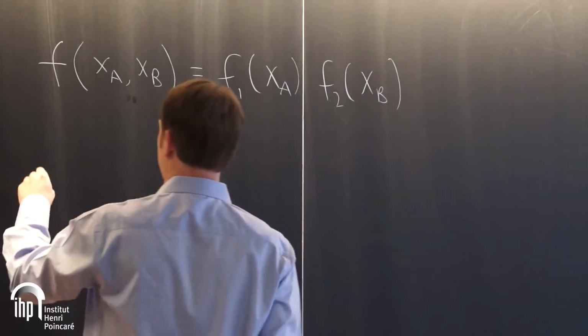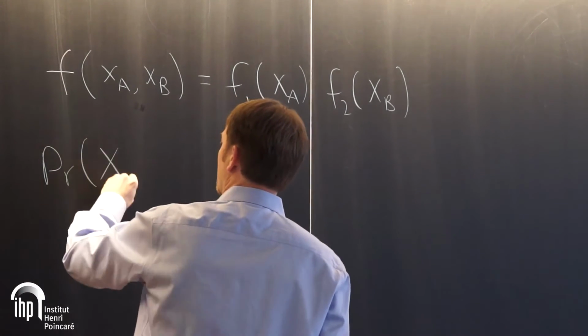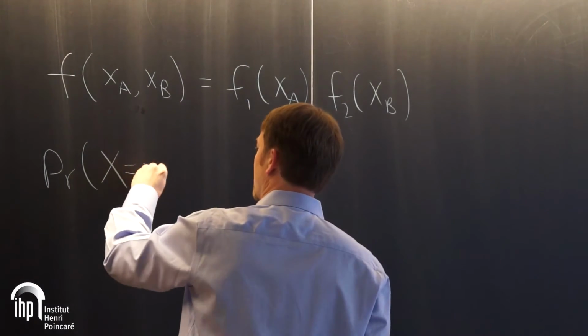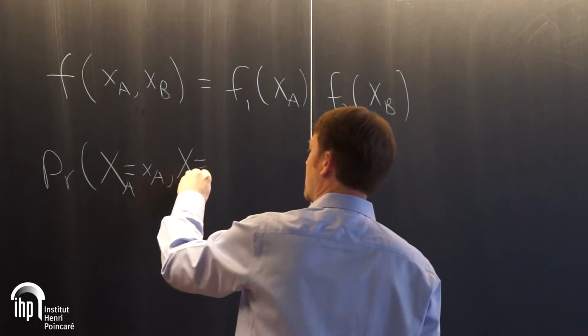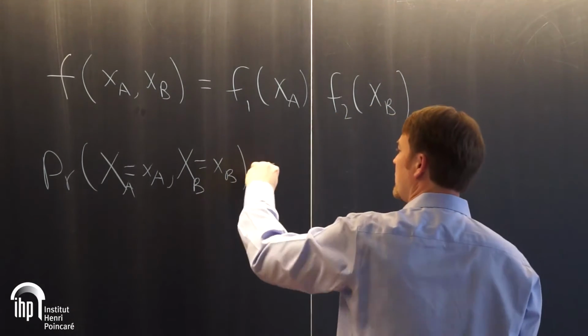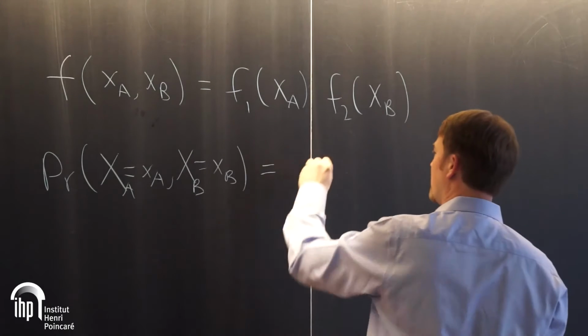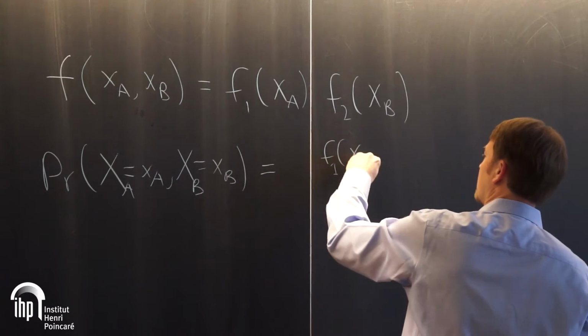So how am I going to get a probability distribution? I'm just going to normalize. So I can say probability X equal to xa, xb. This is just going to be gotten from here by normalization.